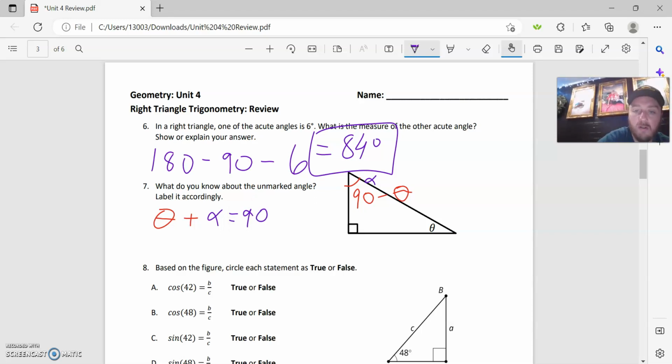Because 180 total, 90 down here. So 90 minus theta gets us this alpha corner. So really alpha is equal to 90 minus theta. I don't know what the answer key would say about that, but the reference is always, we're looking for theta and 90 minus theta, or x and 90 minus x. It doesn't have to be theta per se, but that's where we're at with that.